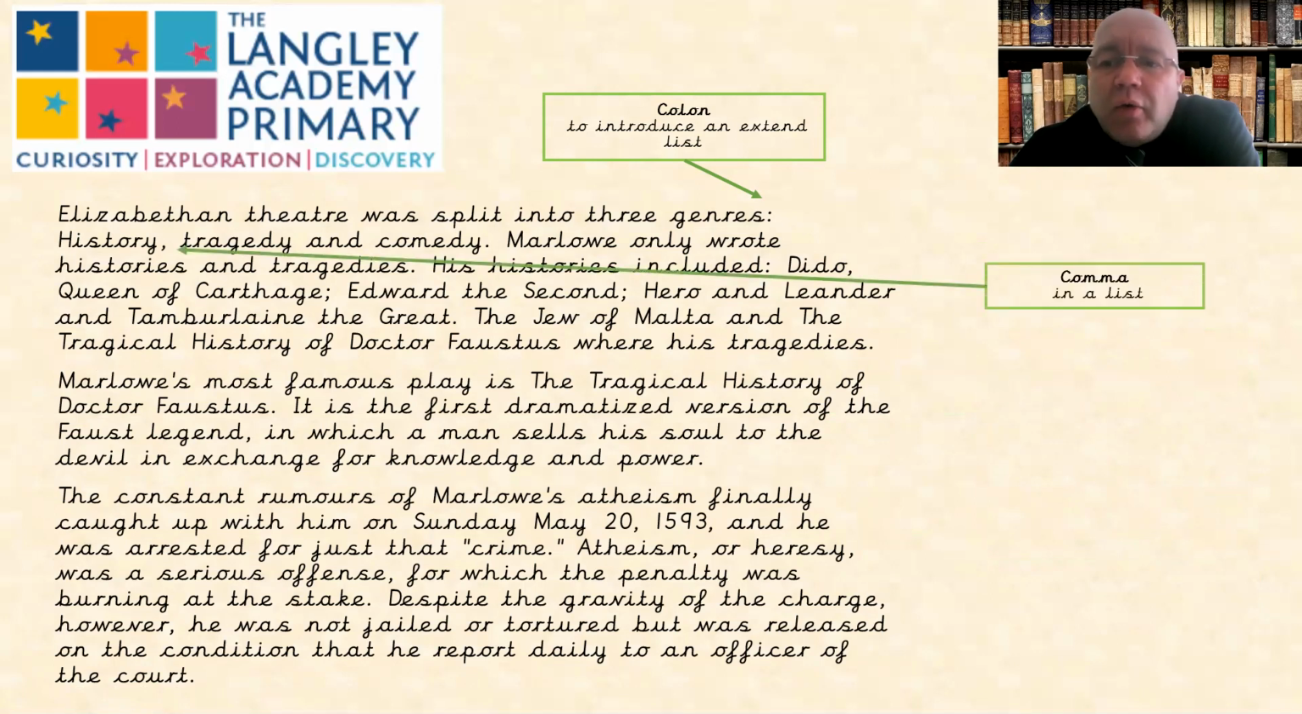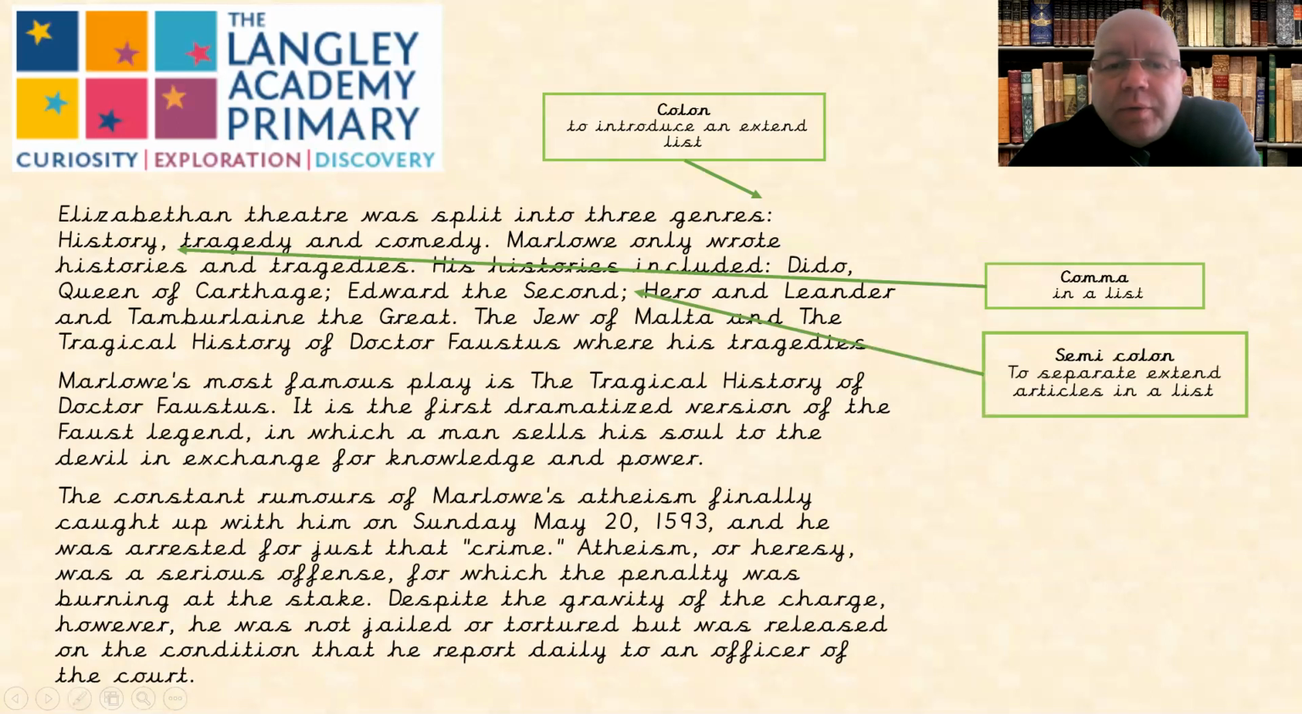Within that list, remember to use your commas. The only time we don't have the comma is just before the last entry of the list. So we've got history, comma, tragedy, and comedy. So a comma between every item in the list except the last 2. Then we just use an and.